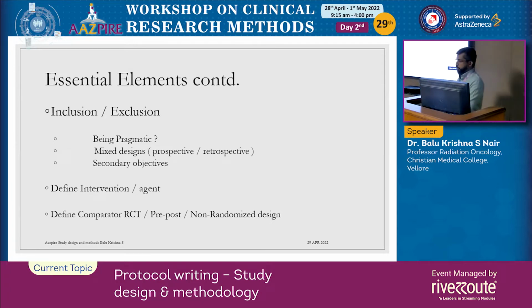Similarly, the comparator agent also. So if you have a placebo or if you have another agent you are comparing, you should very clearly define what am I comparing with or what is my comparison arm having. If it doesn't have anything, you should describe the standard of care. That also has to be put in very clear.